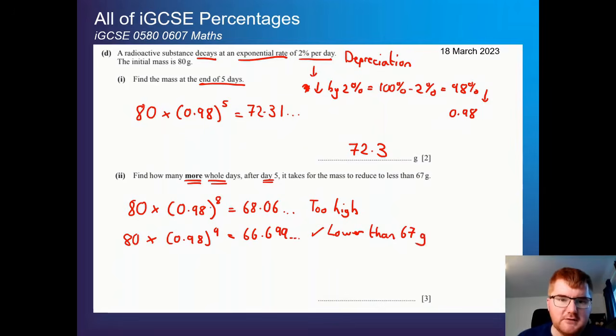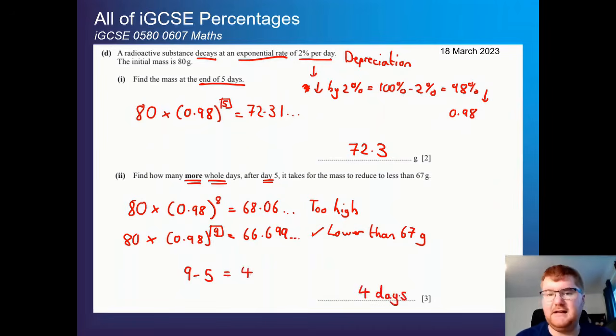Again, we want it in whole days here. So we started at day 5, at the end of day 5, and we've got 9. So we just do 9 minus 5. So it happens after day 9, but we want how many more whole days? So 9 minus 5 is just equal to 4 days, like so.